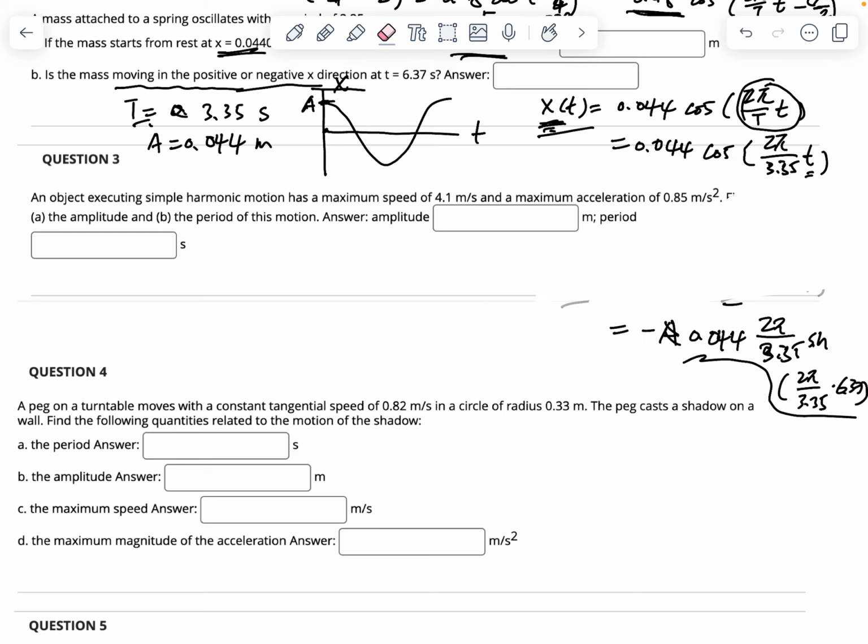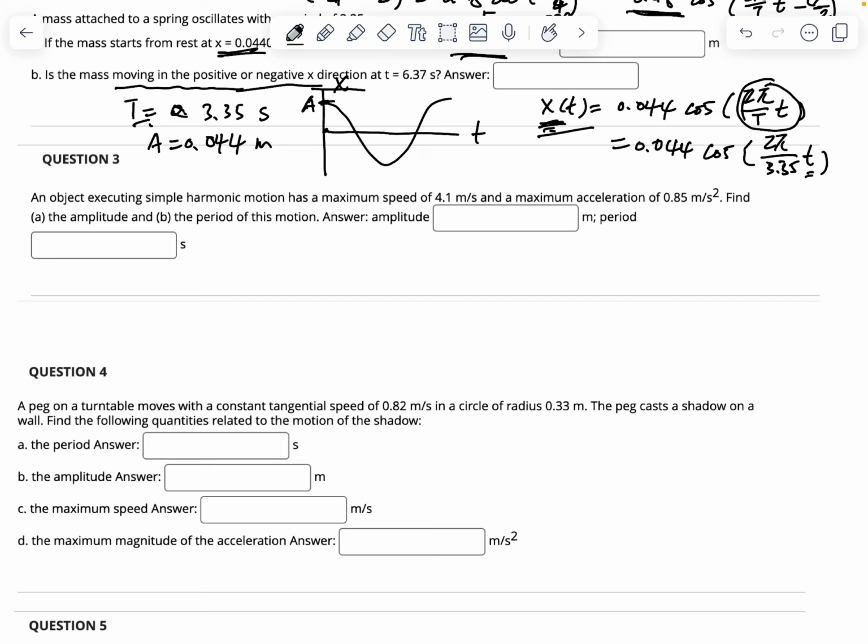All right, next one. Let me erase all this. Okay, next one. An object executing simple harmonic motion has a maximum speed of v max equal to 4.1 meters per second, and the maximum acceleration a max equal to 0.85 meters per second squared. Find A, the amplitude, and B, the period of the motion.